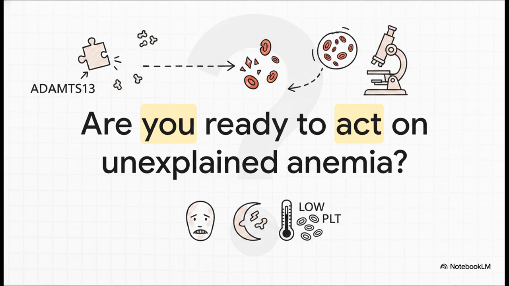It all comes down to connecting that invisible molecular lack of ADAMTS13 to the harsh bedside reality of sheared cells and missing platelets. So the real question I want to leave you with today is this. The next time a patient rolls in with unexplained anemia, critically low platelets, and schistocytes on a smear, will you be ready to deploy this cheat sheet and save their life?